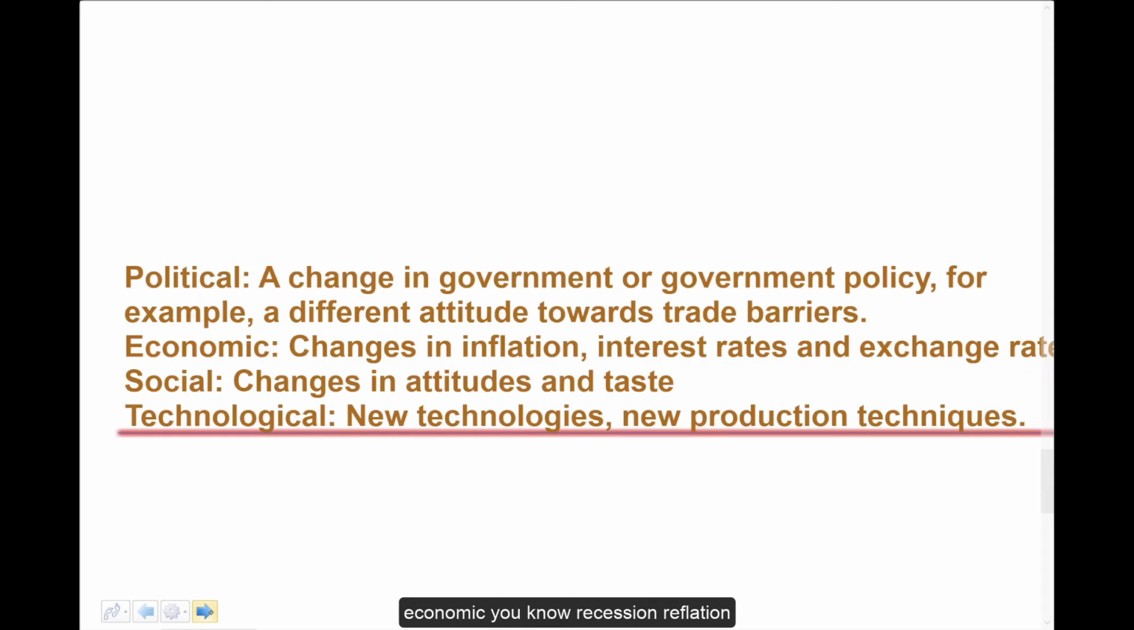What about economic? A recession, reflation, exchange rates. What about social? Certainly lifestyle, people's disposable income, how they think, how they operate, their tastes. And indeed, over and above that, on the tech side, new production techniques that could manifestly impact upon the relationship between a set of given variables.